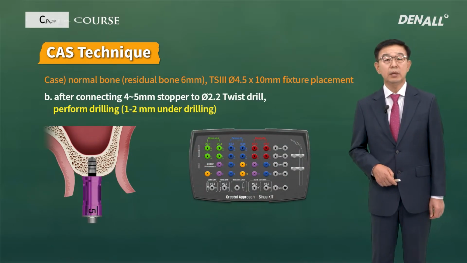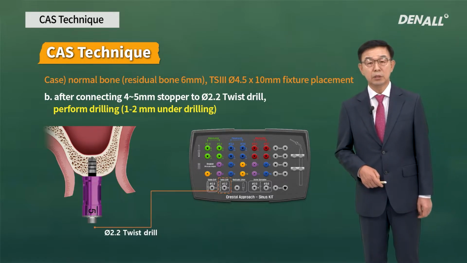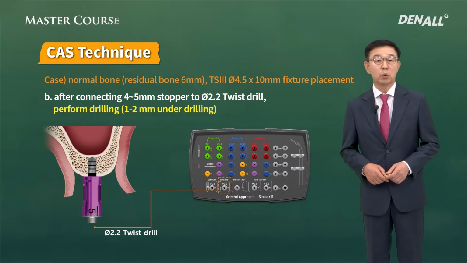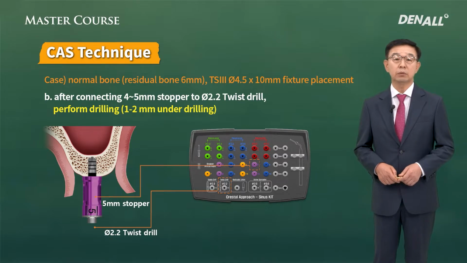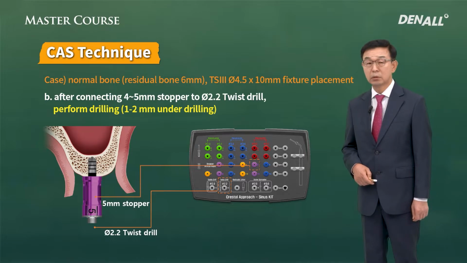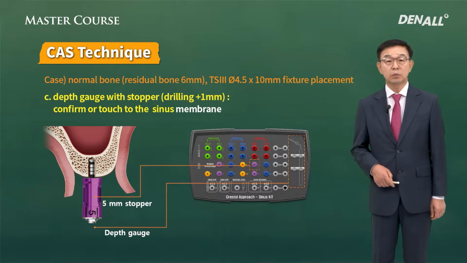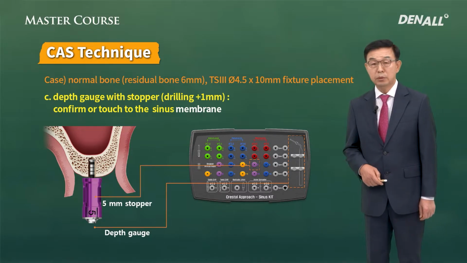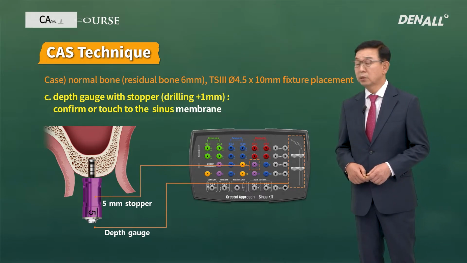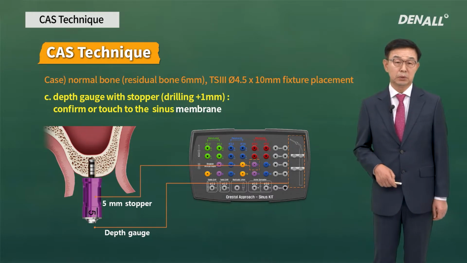Next, under drilling is done about 1 to 2 mm. 2.2 twisted drill is used. The residual bone is 6 mm. So in most cases, a 4 to 5 mm stopper is used and drilling is done. 1 to 2 mm under drilling has been done. If necessary, use stopper and check whether the sinus floor has been penetrated. However, actually, under drilling is done, therefore, it's rare that the sinus floor is penetrated.